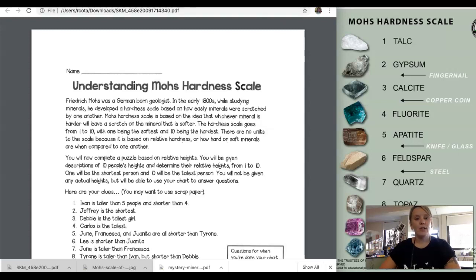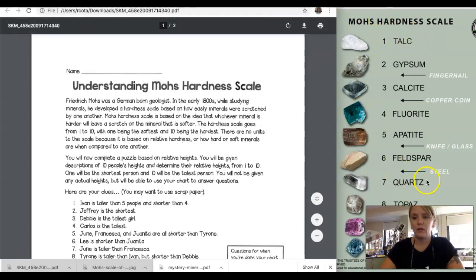Hello, 8th graders. Today we're going to talk about using the Mohs scale to determine the hardness of a mineral. I have a picture of it right over here on the screen. It was developed by a guy with the last name of Mohs, which is how it was named. And he figured out that all minerals could be grouped into one of 10 categories according to their hardness.